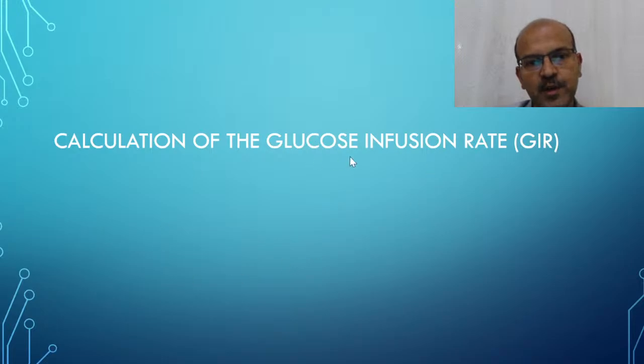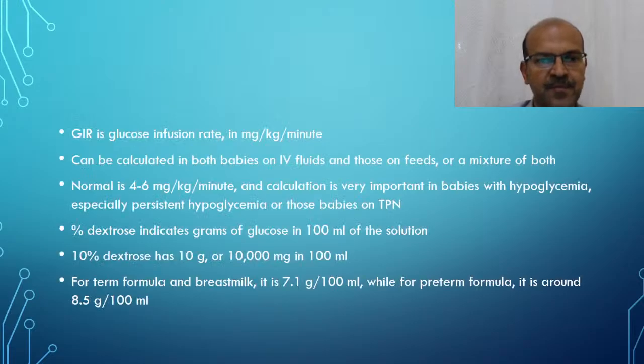The other important topic that we will discuss quickly is calculation of the glucose infusion rate and some tips around that topic as well. So glucose infusion rate is an infusion of glucose in milligram per kilogram per minute, and it can be calculated in babies on IV fluids and those on feeds or a mixture of both. The normal GIR is 4 to 6 milligram per kilogram per minute. This calculation is very important in babies with hypoglycemia, especially persistent hypoglycemia or those babies who are on TPN.